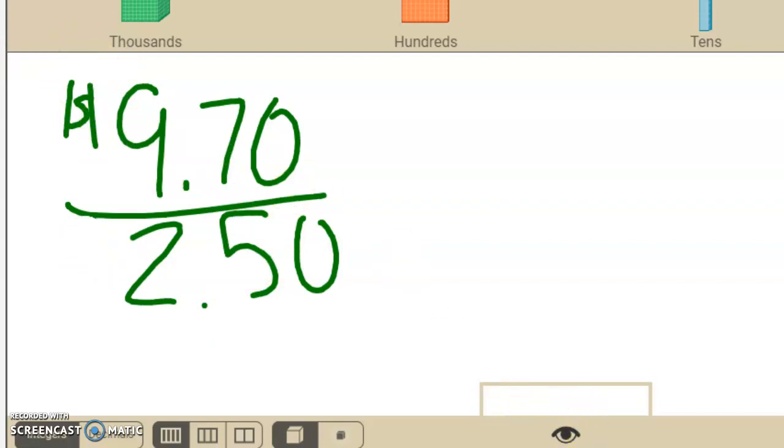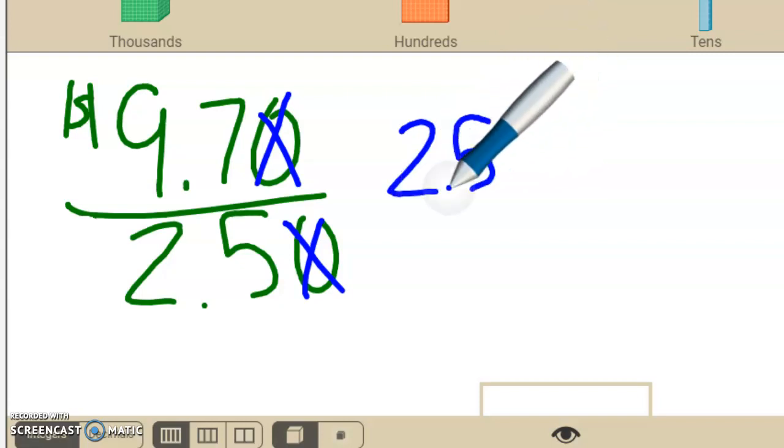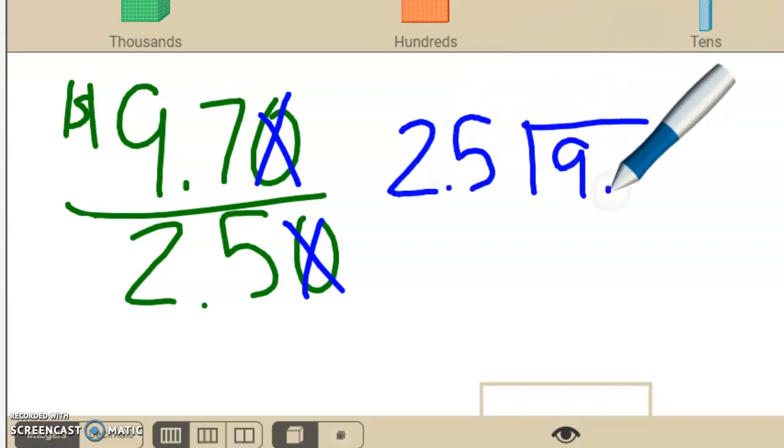The first thing I notice is that I've got zeros, so I'm going to get rid of those zeros, and that makes me a little bit happier. When I look at 25 into 97, 97 is really close to 100, and I know that there's about 4 in 100, 4 quarters or 4 25s, so I know it's going to be somewhere close to that. So the first thing I have to do is I have to make my 25 into 9.7. Well, when I do that, I can't divide a decimal by a decimal. So I have to get rid of this decimal and move it over to here.